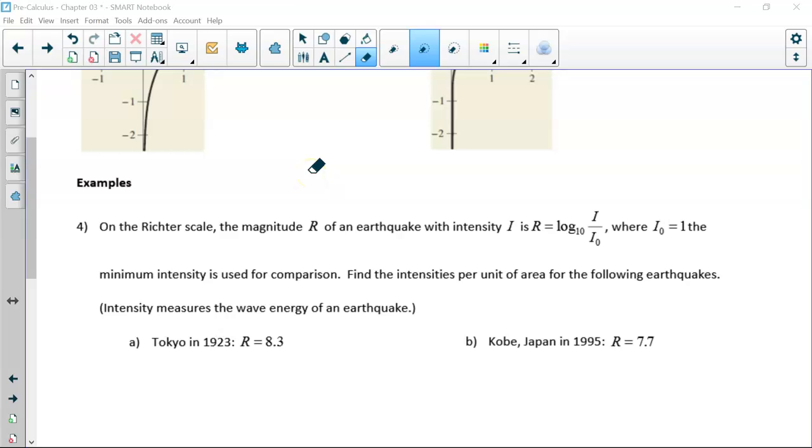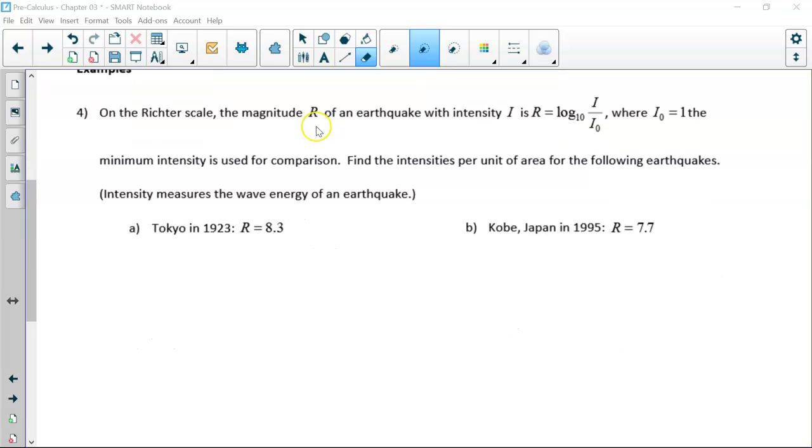Now, on the Richter scale, the magnitude R of an earthquake with intensity I is equal to the log base 10 of I, the intensity, over I sub 0, which is the initial intensity, which is 1. The minimum intensity is used for comparison. Find the intensities per unit of area. So what we're going to be doing is finding the intensity of the earthquake. We're going to be finding I.